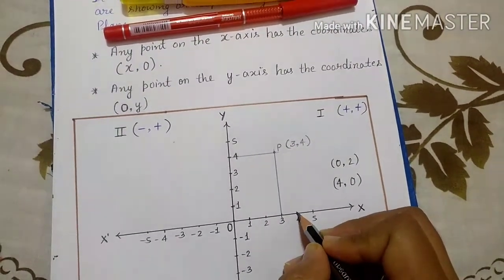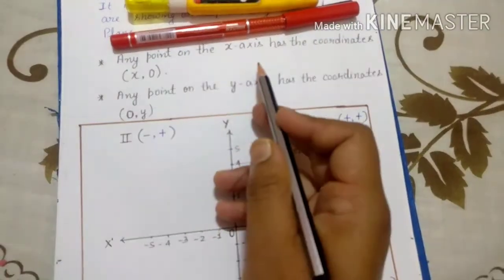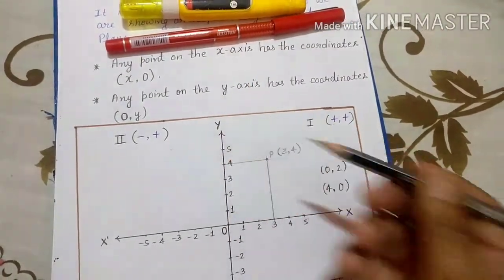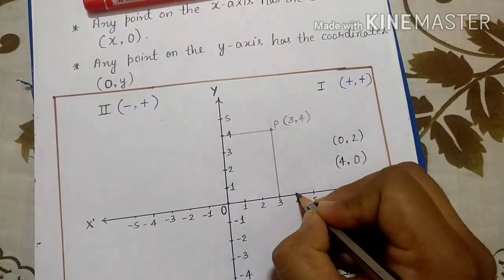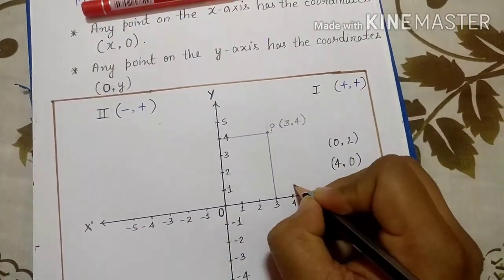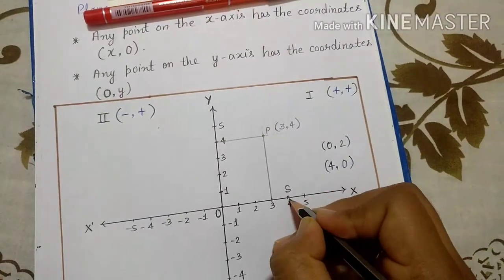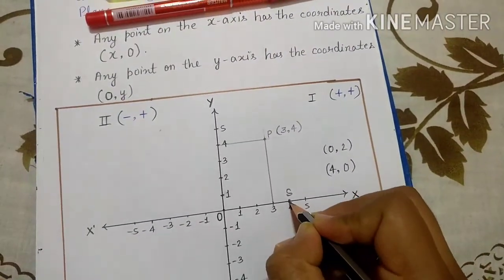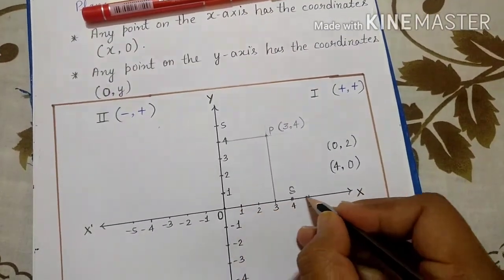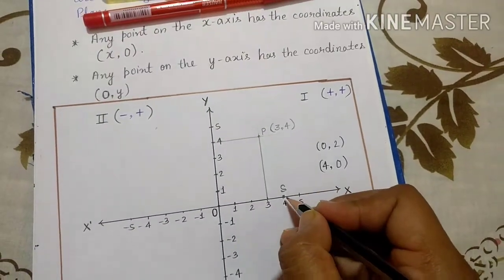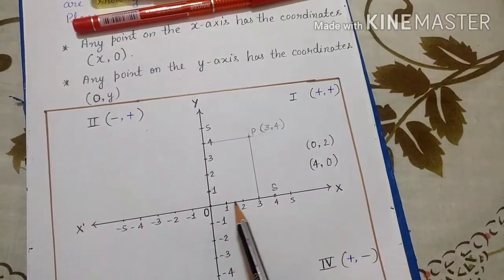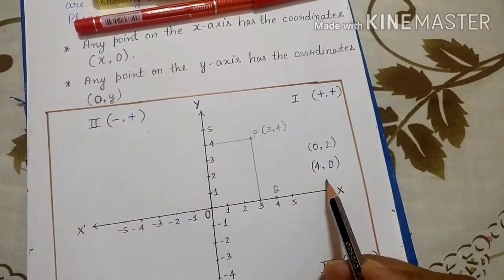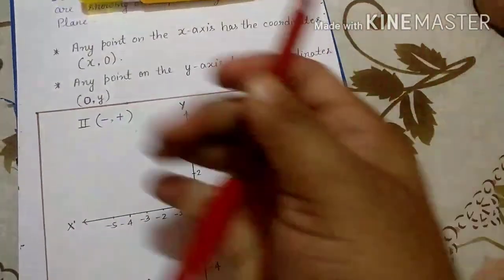It is on the x-axis. What they said is, any point on the x-axis. Suppose there is a point named S. It is on this x-axis, on the line. So what should be its coordinate? Its coordinate should be (x, 0). It means the point on this line is 4 and then 0.